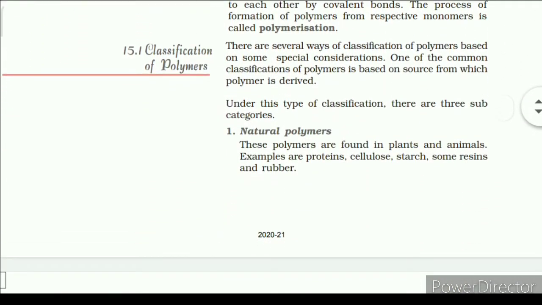15.1 Classification of polymers. There are several ways of classification of polymers based on some special considerations. One of the common classifications of polymers is based on the source from which the polymer is derived. Under this type of classification, there are three subcategories. Number 1. Natural polymers. These polymers are found in plants and animals. Examples are proteins, cellulose, starch, some resins and rubber.